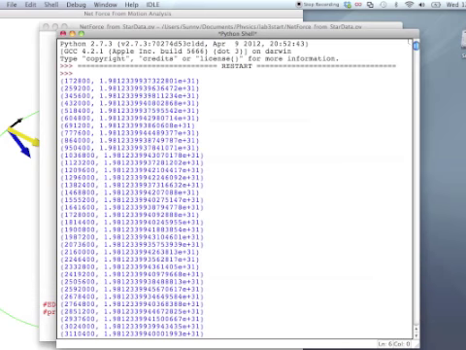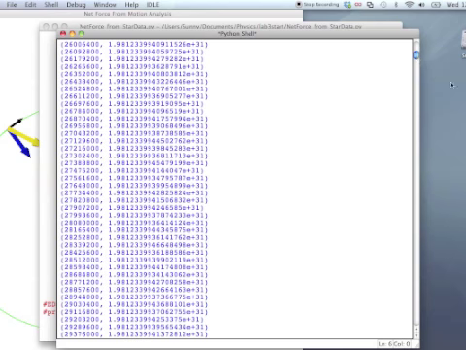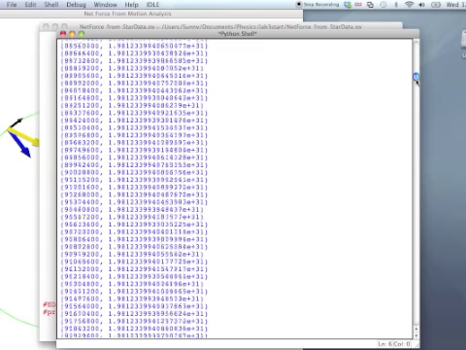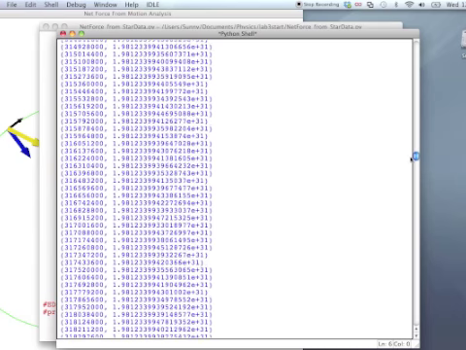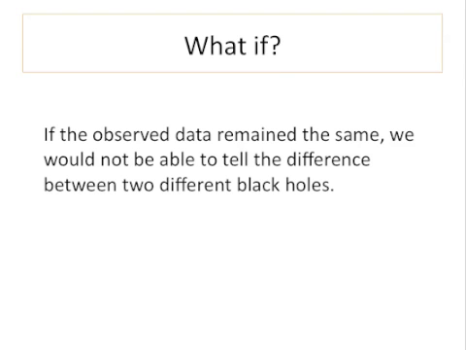I've already done it because it took a little while, and we see that it is indeed nearly constant throughout the star's entire motion. And so I can use this to estimate the mass of the black hole to 3 significant digits, which was how many significant digits we were given of the mass of the star. We see that the mass of the black hole is 1.98 times 10 to the 31st power kilograms.